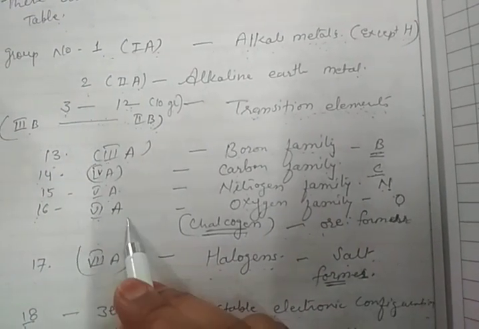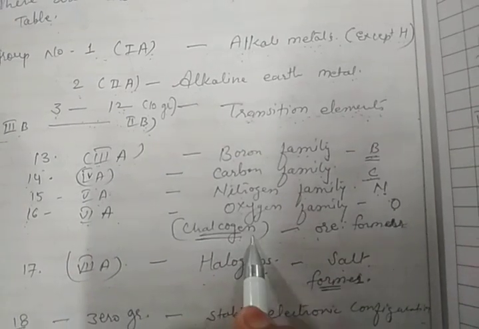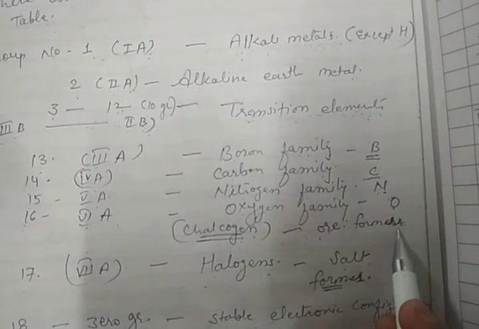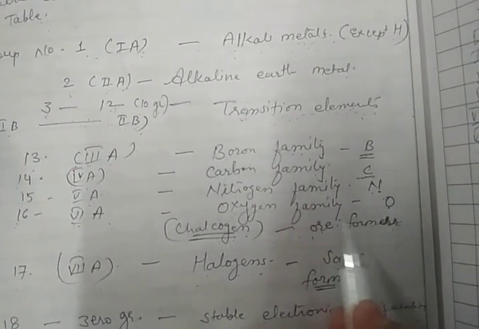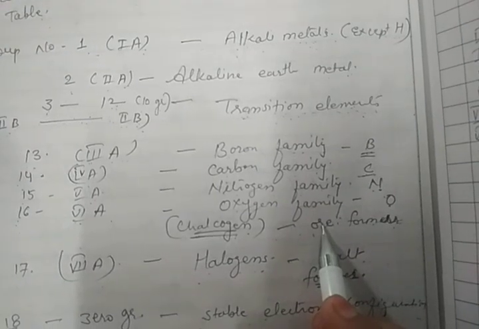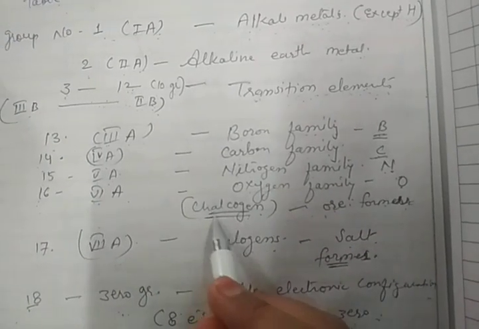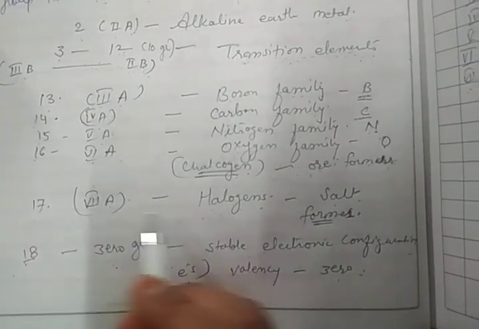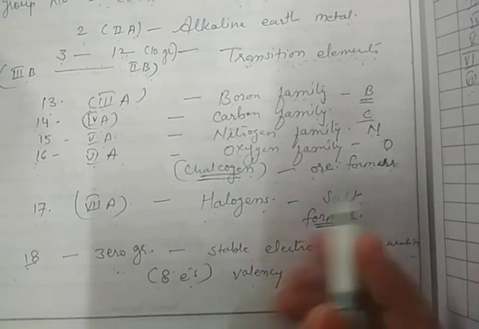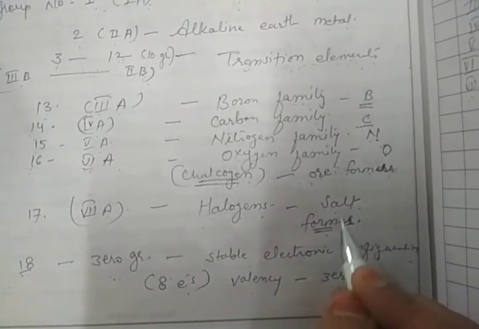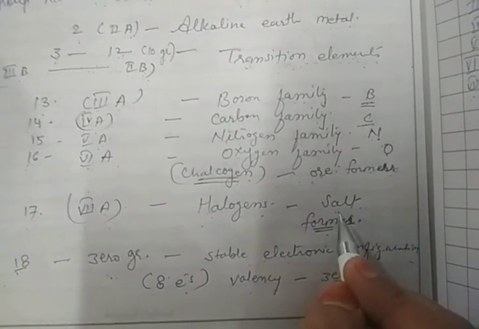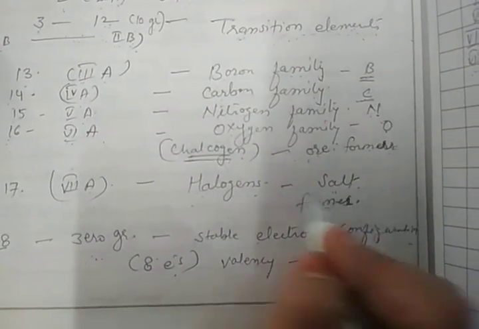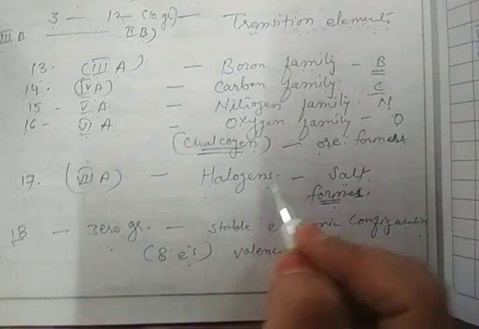The 6th A group elements are also known as chalcogens because the elements of this group are ore formers. They belong to the ores of different compounds and different elements. That's why they are also known as chalcogens. The 7th A group is known as halogens. That means salt formers. These elements in nature exist as salts. Thus, as they are salt formers, salt generators, they are known as halogens.